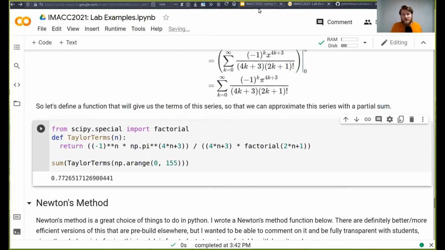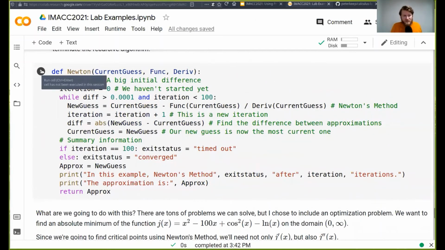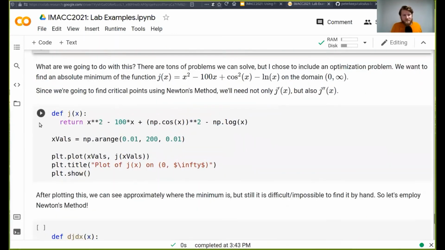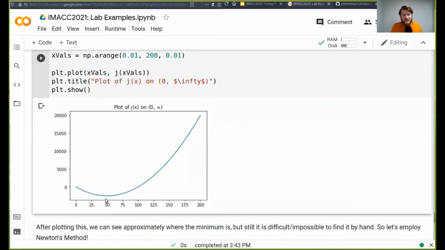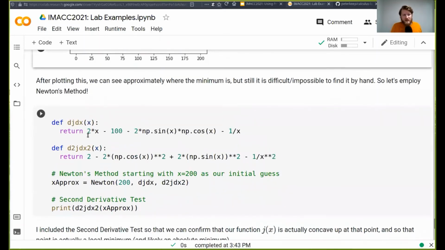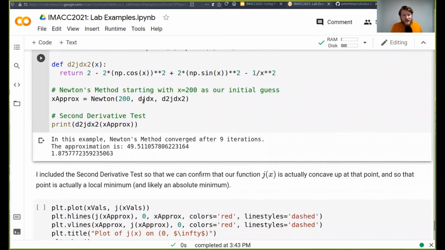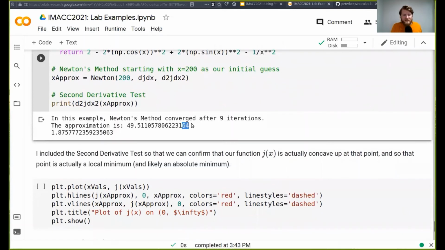I'm not going to go through Newton's method because we are running a little low on time. But maybe I'll just show you what it is. I built a Newton's method function. There are better ones out there, but this is a fine one. We're going to do an optimization problem for this function here. It's a terrible function to do by hand. I need a derivative and a second derivative because I'm really looking for critical points, and that's the thing I'm going to use Newton's method on. So Newton's method is going to have an initial guess and do some stuff, and this is the approximation of the location of that critical point.